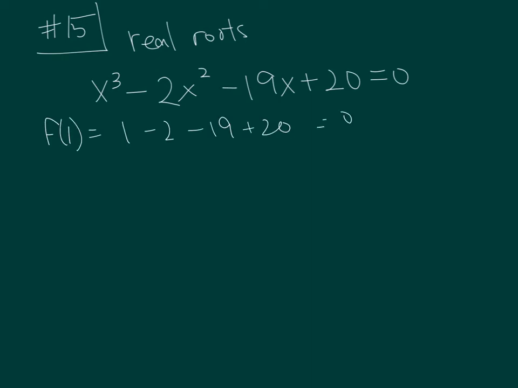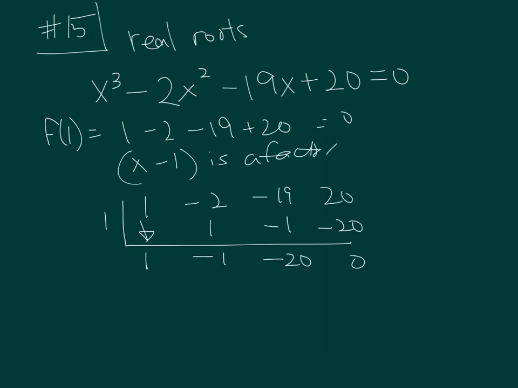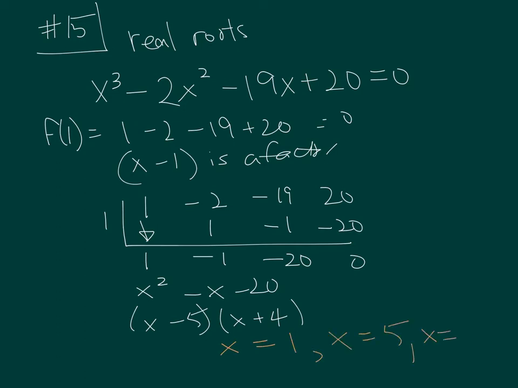That was very fortunate that 1 actually gives me 0, so then that means x minus 1 is a factor, and now I'll use synthetic division. After synthetic division, I can see that this is going to be x squared minus x minus 20. And of course that factors further to (x minus 5)(x plus 4). So the roots then are x equals 1 from the first one, and x equals 5, and x equals -4 from the quadratic that we have.